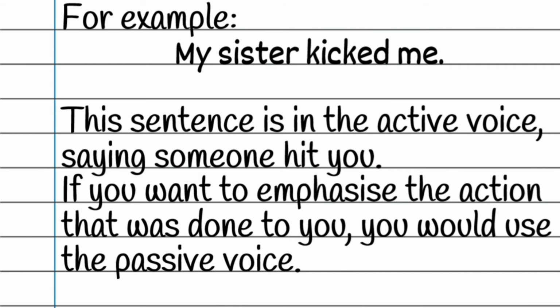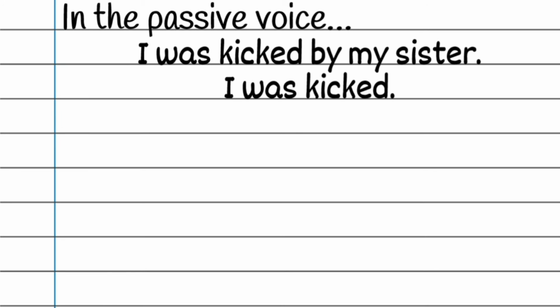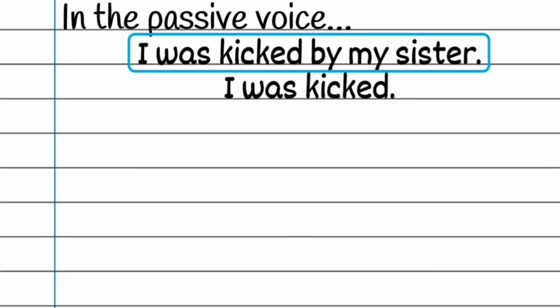So if you want to talk about the fact that you were kicked, the fact that you were hurt, more, and you want to emphasize that, or you want to emphasize that it happened to you, you would flip that sentence and you would use the passive voice. So for example, you might say, I was kicked by my sister. You could also just say, I was kicked. Both of those two are the passive voice, and they are sentences that make sense on their own. So you could say I was kicked by my sister, you could say I was kicked.